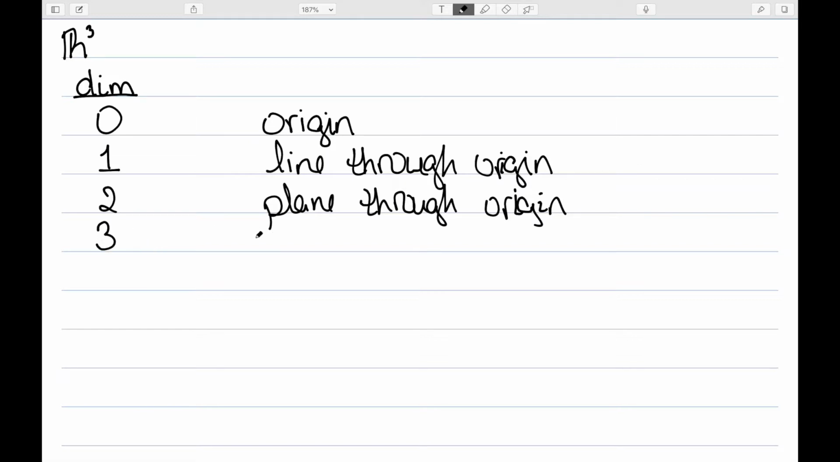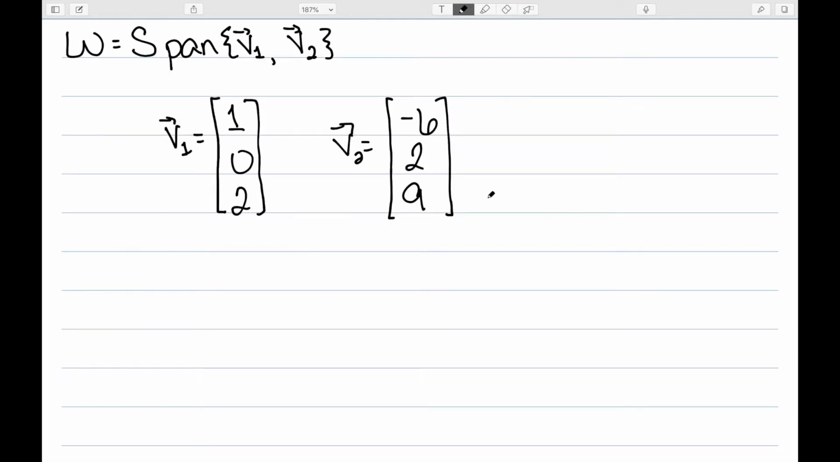Or we could have dimension 3, which would be all of R3. And we can't have a subspace with a higher dimension. So let's look at bases for subspaces. I'm going to let W be the span of V1 and V2, where V1 and V2 are these vectors here.